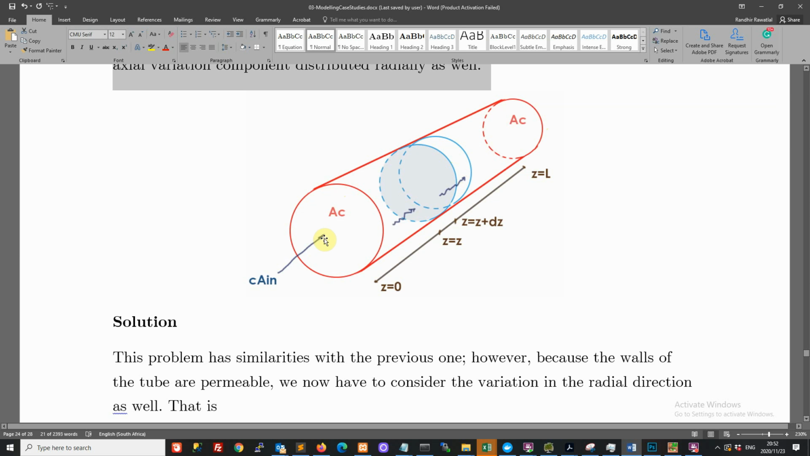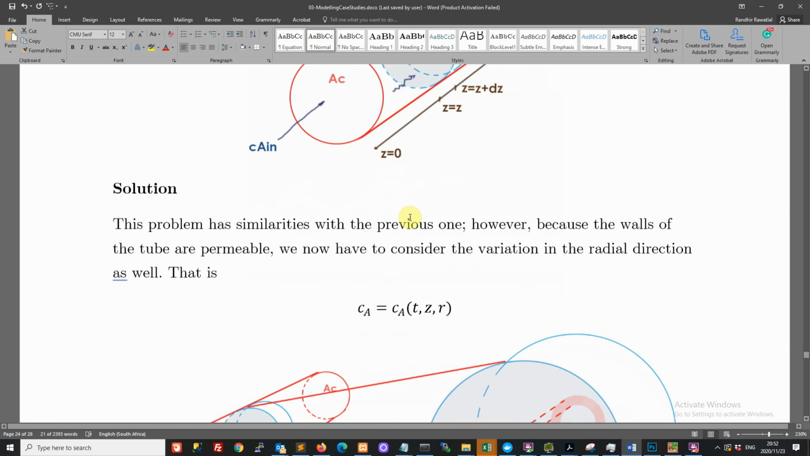And so if we were to track how that concentration is varying axially, we can see that concentration of component A is dropping axially. And so we have a variation in the axial direction as well as in the radial direction. And so this picture that we drew earlier is no longer sufficient to describe this situation. And that's because we now have concentration varying in the R direction. Remember, this picture was what we could draw if we assumed that there was no radial direction or radial variation.